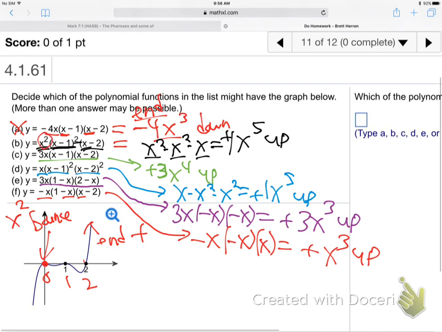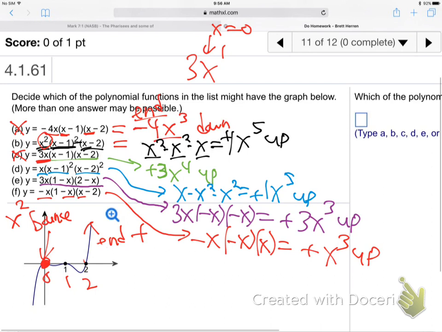B looks good. C has 3x. No, that would be a pass-through. That's wrong. C's out. Did you track with what I just said there? If you have 3x, that's 3x to the first power. x equals 0 makes that 0. That is this guy, but it's the wrong power. It's supposed to be a 2 power to be a bounce point. Remember, bounce points have to be even powers.